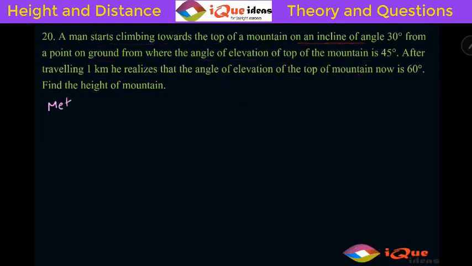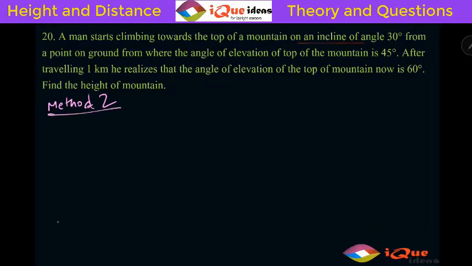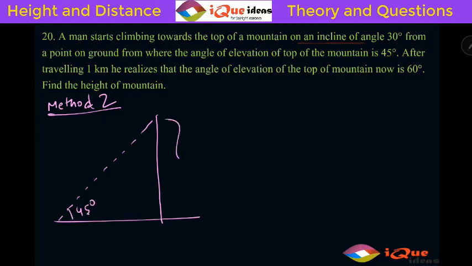I'll say it is method 2. And this is a very simple method for this particular question. Alright. How does it happen? Let's see. So this is the ground. This is the mountain. The angle of elevation from this point is 45 degrees. So first of all, if this height is h, this width will also be h, because this is a 45, 45, 90 degree triangle.